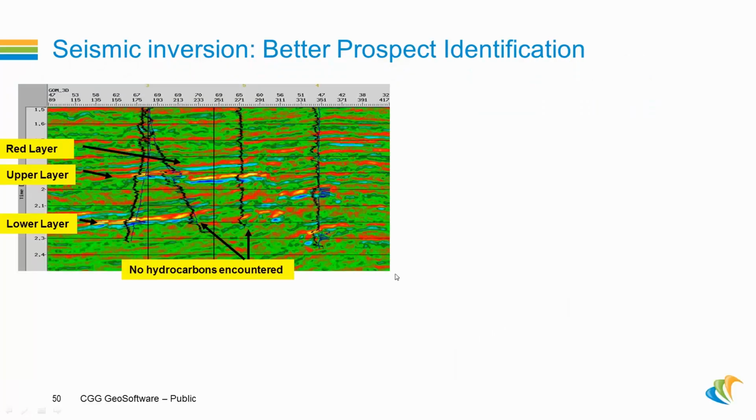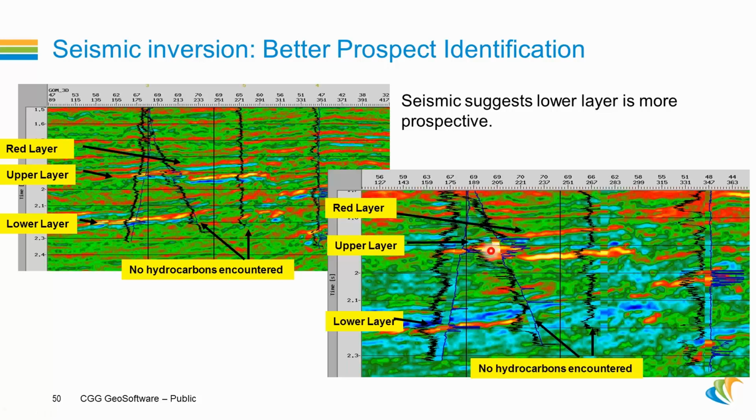Another example is here of how inversion can help us to find better prospect information. This one is showing the seismic, and we have two layers, an upper layer and a bottom layer. The bottom layer shows seismically higher amplitudes, but if I invert it to acoustic impedance, the upper layer is showing better amplitude and connectivity than the bottom or lower layer.